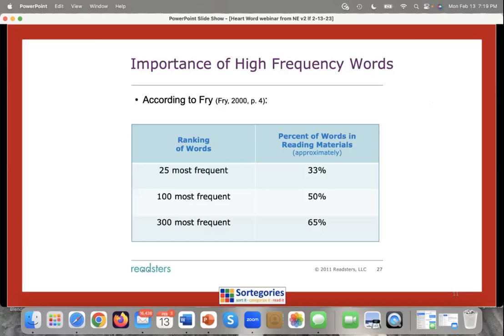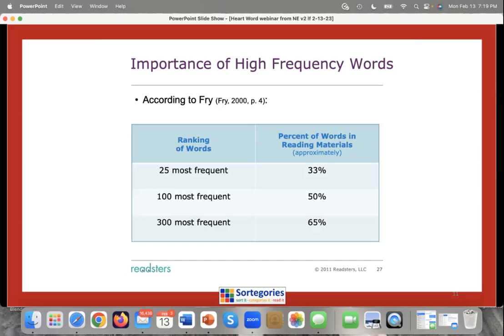Okay. So the answer is, at Readsters, what we recommend is that while students are learning their letter names, we will not teach any high frequency or heart words because they're just learning the letter names, and it's too much to try to ask them to remember a string of letters that they don't even know the names of as a word, a whole word.